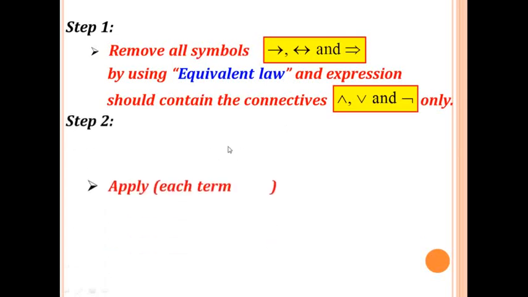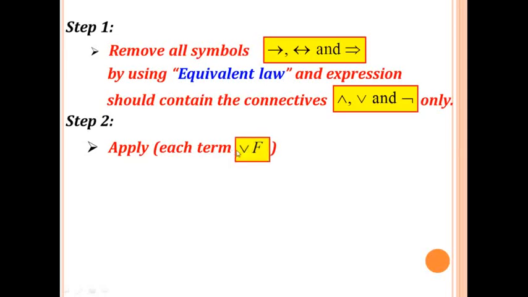What is step number 2? Apply OR F to each term. That means OR F. Why? What is the meaning of step number 2? If we want to find PCNF, that means if any variables are missing, we have to introduce OR F, based on the given problem. Once we have introduced OR F, then we go for step number 3.